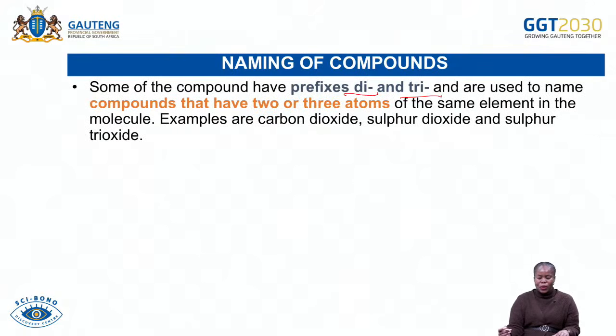Prefixes like di and tri are used to name the compounds that have two or three atoms of the same element. For example, there will be your carbon dioxide.